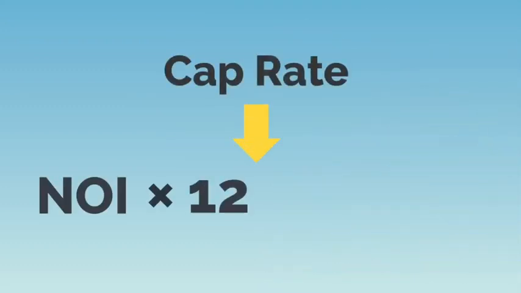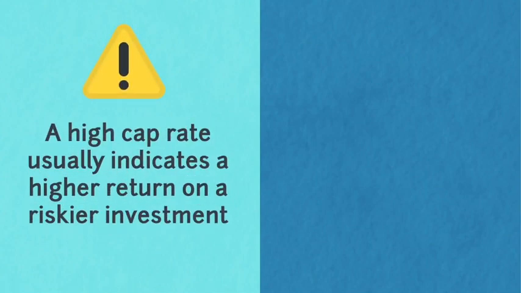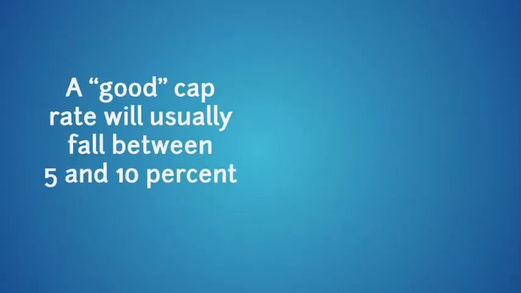To find your cap rate, multiply your NOI by 12 to find your annual NOI. Then divide that number by your mortgage. A high cap rate usually indicates a higher return on a riskier investment, and a lower cap rate usually indicates a lower return on a safer investment. A good cap rate will usually fall between 5 and 10%.